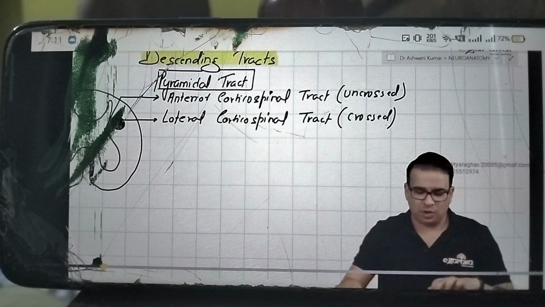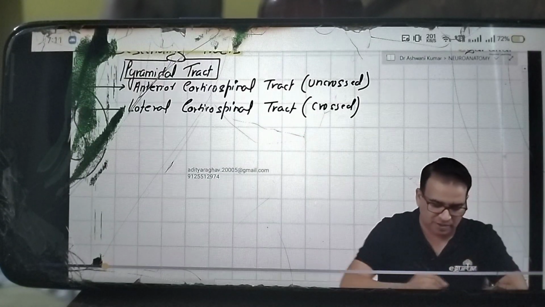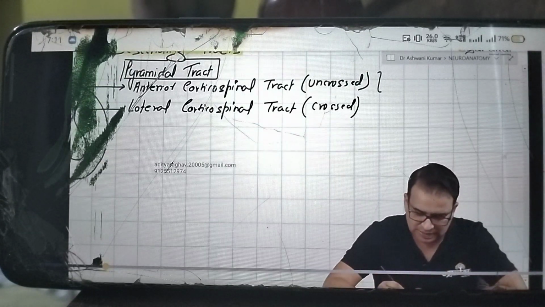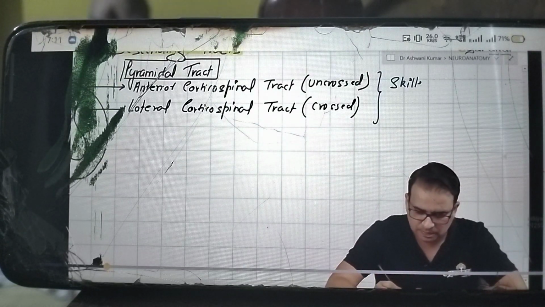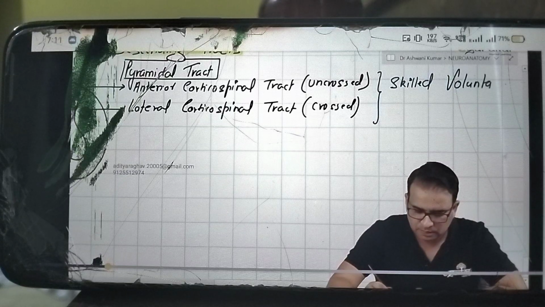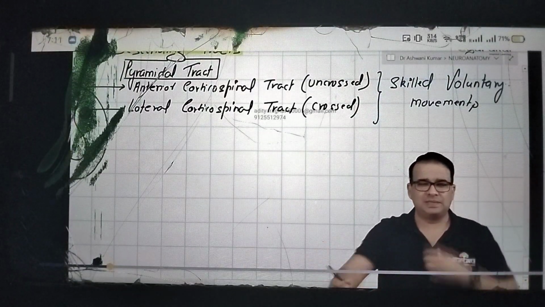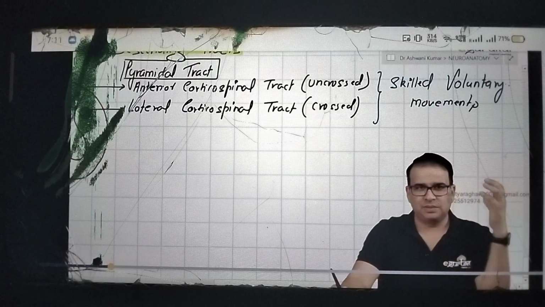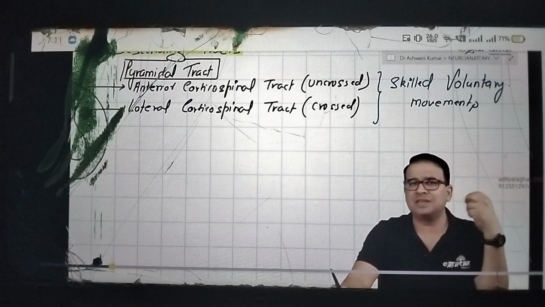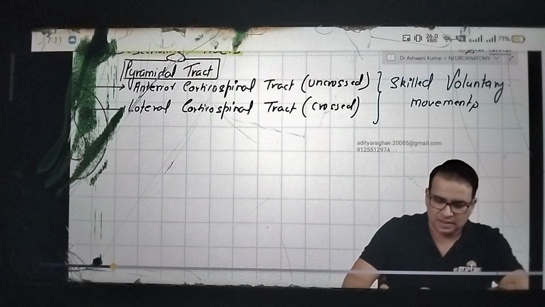Now, whether it is crossed or uncrossed, we are talking about the pyramidal tract, and the function of the pyramidal tract is obviously skilled voluntary movements. Or simply, it's a voluntary movement that is done by the corticospinal tract, both anterior and lateral. One difference is crossed and uncrossed, and there is another difference which we will discuss while talking about the tract.